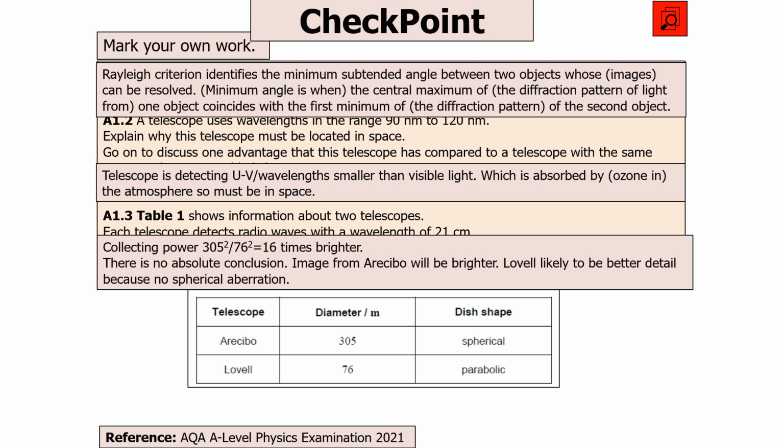But just be careful about this because there's no absolute conclusion, because the image from the receiver will be brighter, but Lovell will likely have a better detail because of the type of dish shape it has. There'll be no spherical aberration, so you could argue either way about which one shows the best image.